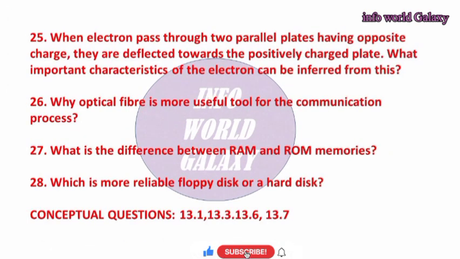25. When electrons pass through two parallel plates having opposite charges, they are deflected towards the positively charged plate. What important characteristic of the electron can be inferred from this?